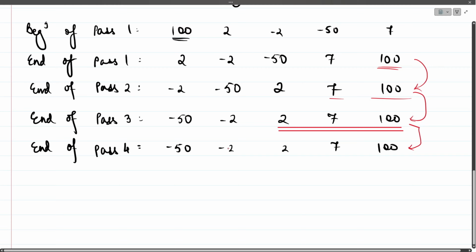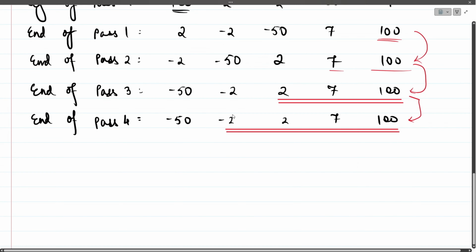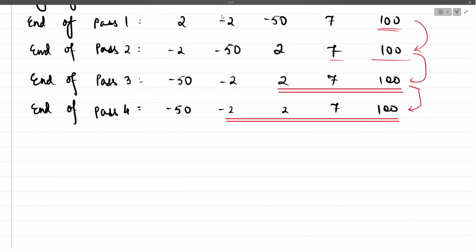Please make a note of it. There are 5 elements inside this array. We are sorting only 4. And by default, the fifth element, which is the smallest element, has already achieved its sorted position. So there would be no further check required for this position.